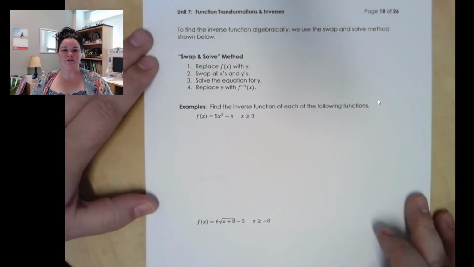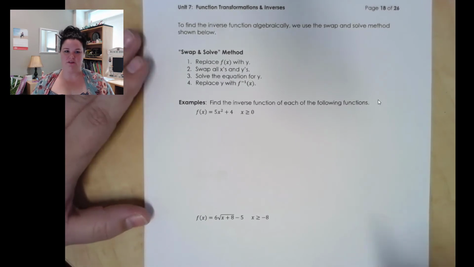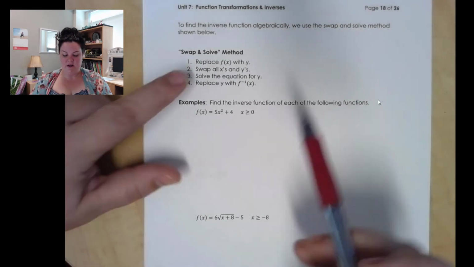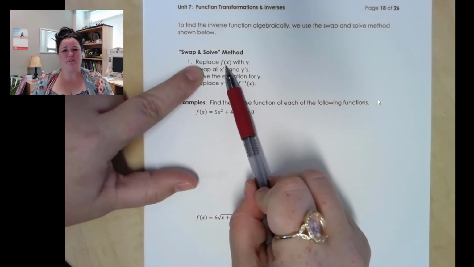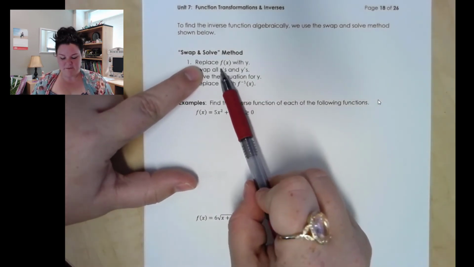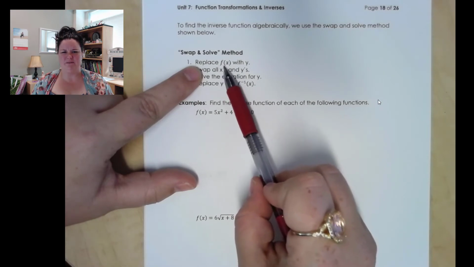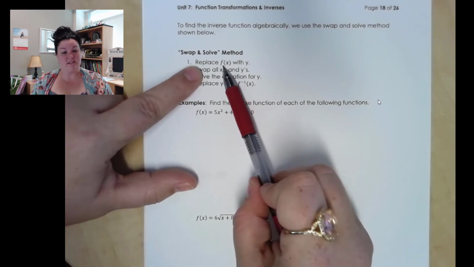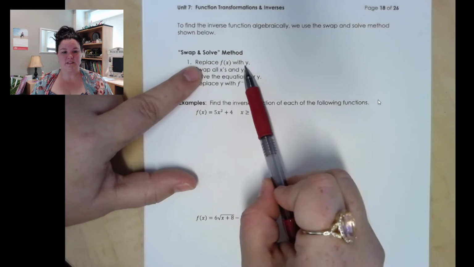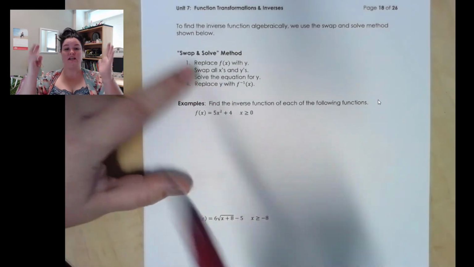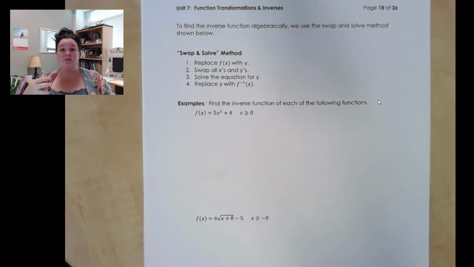To find an inverse algebraically, we're going to use what's called the swap and solve method. Here's what it looks like. First of all, we're going to take it out of function notation, because f of x gets a little bit stinky to work with if you leave it in function notation. So we're just going to replace our f of x with y, and then we're going to swap all of our x's and our y's, just like we do in our table of values. We just swapped our ordered pairs.